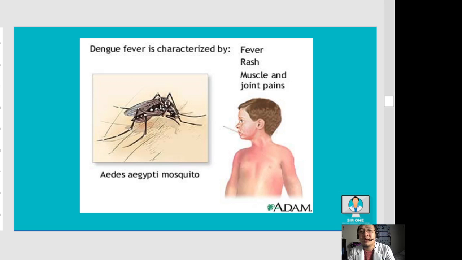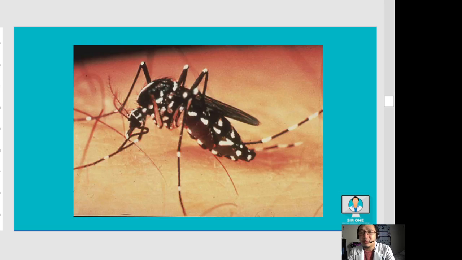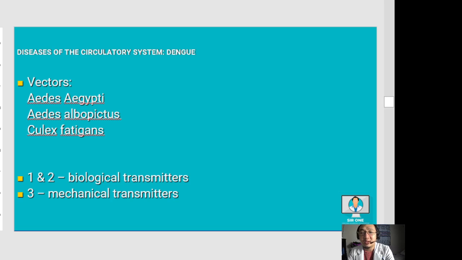A female Aedes aegypti mosquito. Okay, so on close image, this is how it looks like. It is characterized by the white stripes on the legs of the mosquito. Okay, so vectors are either Aedes aegypti, Aedes albopictus, or Culex fatigans, but on references, the most common one is Aedes aegypti, a female Aedes aegypti mosquito.